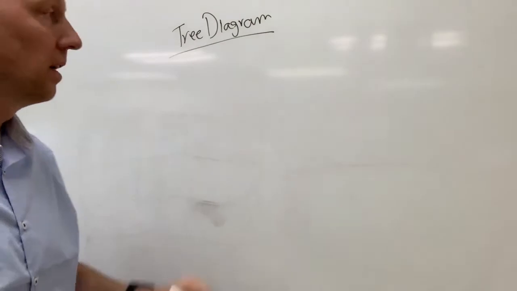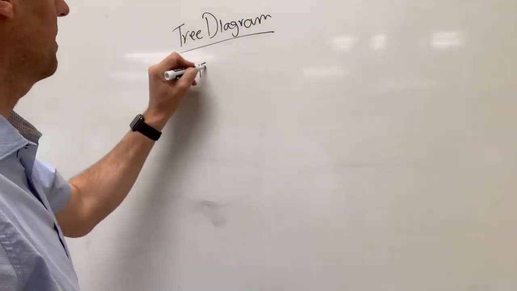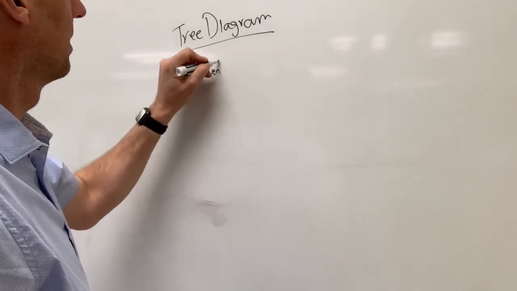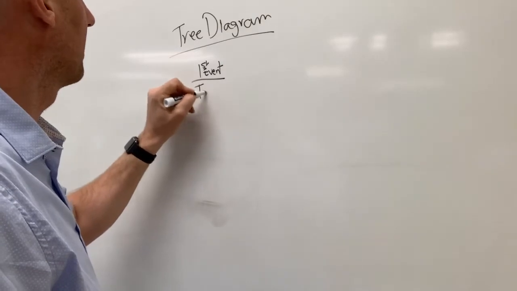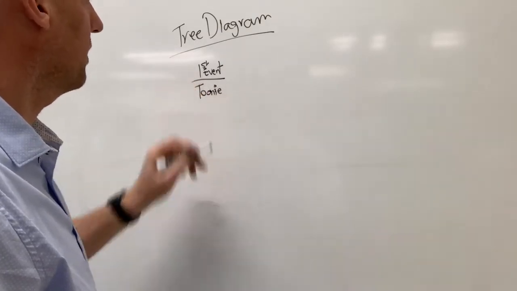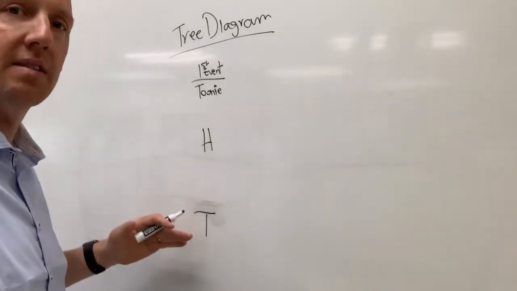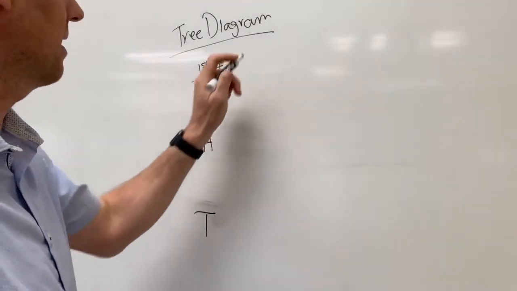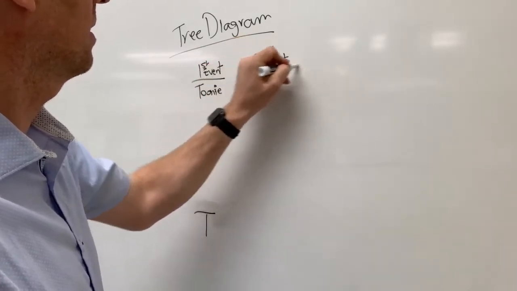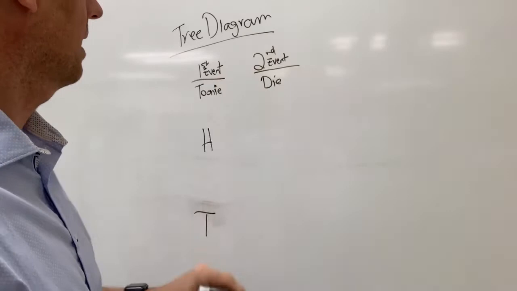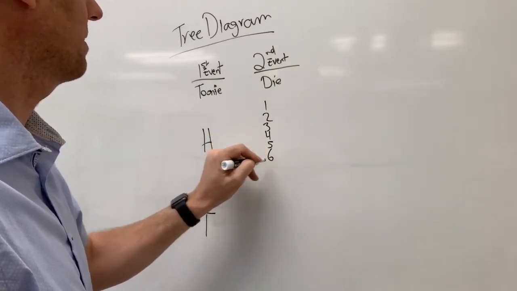Tree diagram. Okay, so a tree diagram is going to contain all the possible outcomes. So in a tree diagram, for the first event, I always like to use the event that has the fewest outcomes. So with the toonie, we have heads and we have tails. I space it out a little bit. You'll notice why in a second. Second event is going to be our die. And here the possible outcomes for the die are 1, 2, 3, 4, 5, and 6.